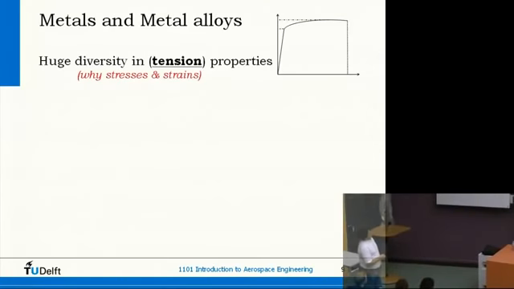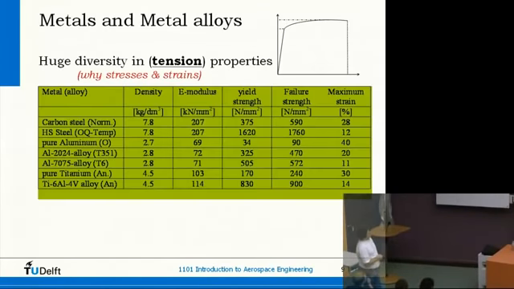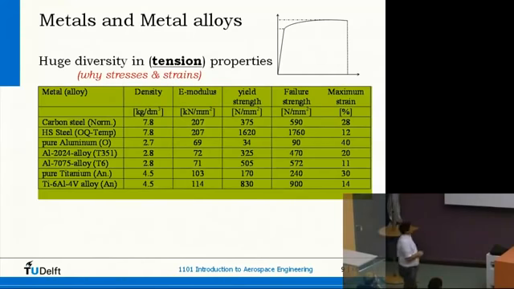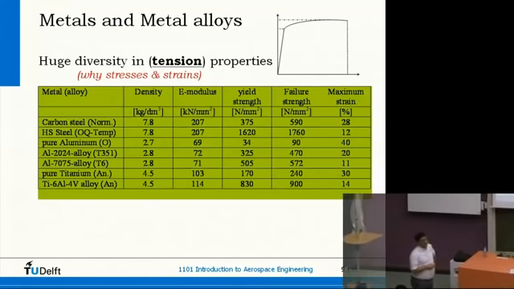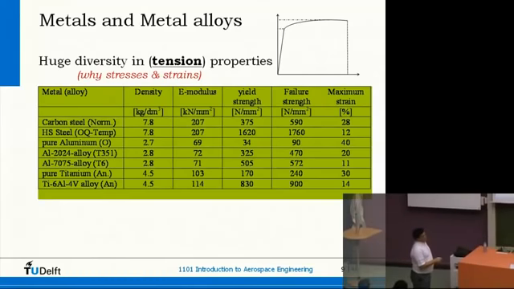Next slide, you see some properties of metals. Well, just to show you, first of all, the density has to be related to the weight. Then the Young's modulus. You already had some information about these properties or not? Some yes, some no. Well, it has to do with the angle of this one. The steeper the curve, the more resistant the material is to deformation, and the higher the Young's modulus. The stiffer the material.